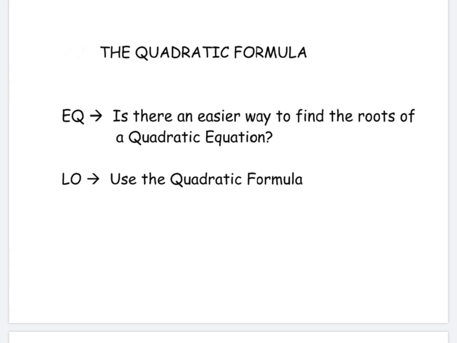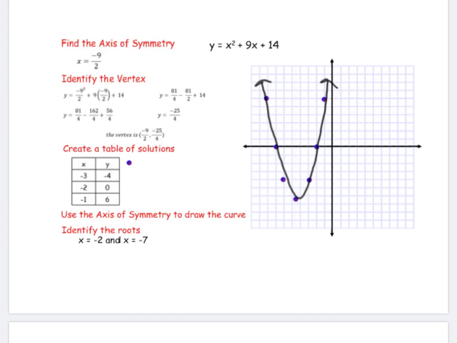This lesson is going to look at another way of solving a quadratic equation. This time we're going to look at something called the quadratic formula. Just as a review, I'm going to use this equation, y equals x squared plus 9x plus 14. It's graphed using the method we have talked about previously in graphing, and we can see that its roots, or its x-intercepts, are -2 and -7 as being equal to x. So our solutions to this are x equals -2 and x equals -7.